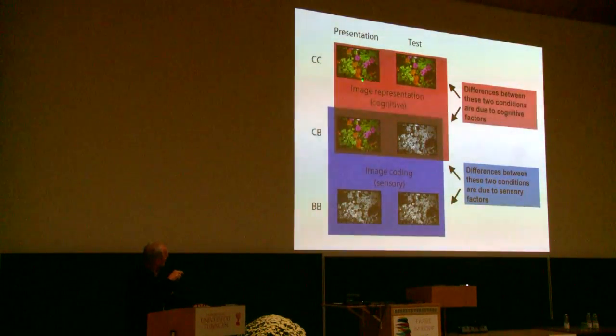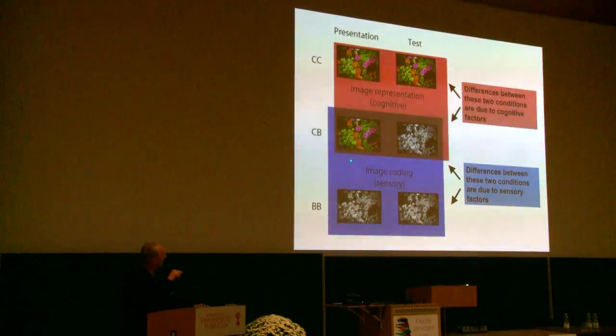For example, if the observer sees this image and recognizes that there's something purple in there, she or he can later use that information when viewing the test, because there is also something purple in here. But when the testing is done in black and white, that doesn't really help anymore because there are no colors here. So any difference between these two conditions is due to the representation of the information in memory or due to cognitive factors. Whereas any difference between these two conditions must be due to sensory factors, due to the initial presentation and processing of the image.